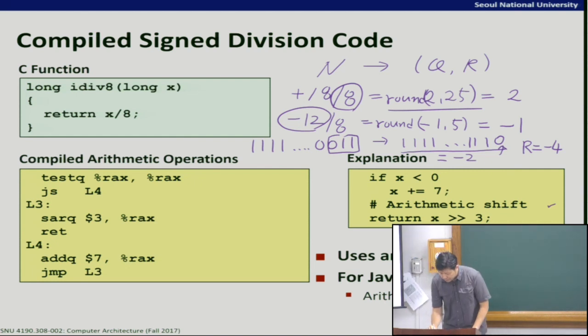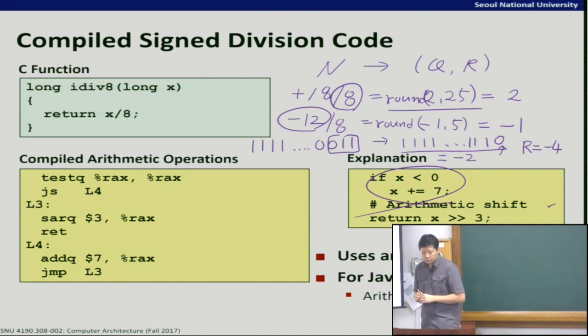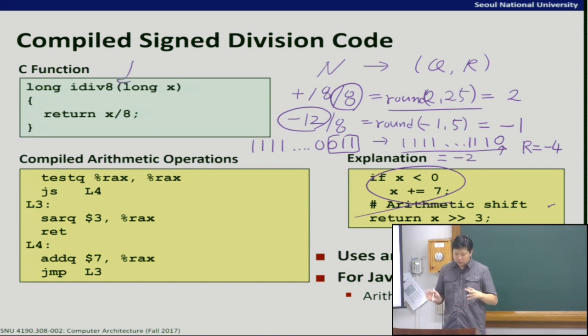And this part is to correct this thing. So here is the original C function, which takes a signed integer as input and returns the quotient after dividing by 8. If your number is negative, you first make an adjustment by adding 7 to it, and then you apply this arithmetic shift. Then you will get the correct answer.